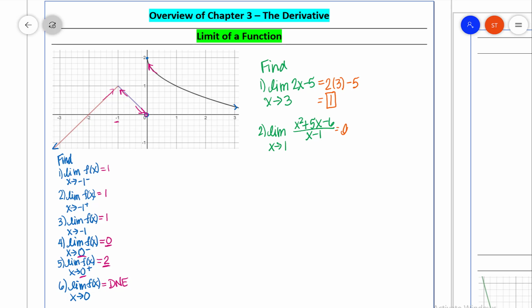If we take the limit as x approaches 1 and factor the numerator, we have x plus 6 times x minus 1, because factors of -6 that add up to 5 are 6 and -1. And then we can divide out the x minus 1s. So now we have the limit of x plus 6 as x approaches 1, and we can plug in the 1.